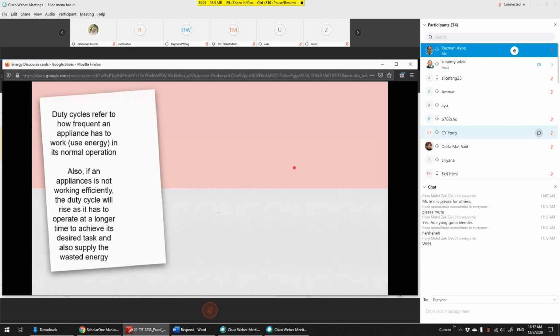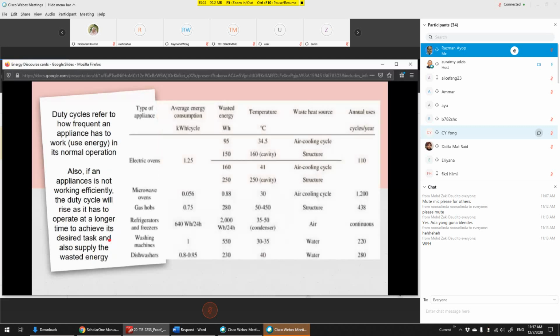And if an appliance is not working efficiently, the duty cycle will rise as it has to operate for a longer time to achieve its desired task and also supply the wasted energy. Remember SpongeBob's refrigerator just now? This is an example of SpongeBob's open-door refrigerator. These are explaining the wastage of ovens, microwave ovens, and so on.